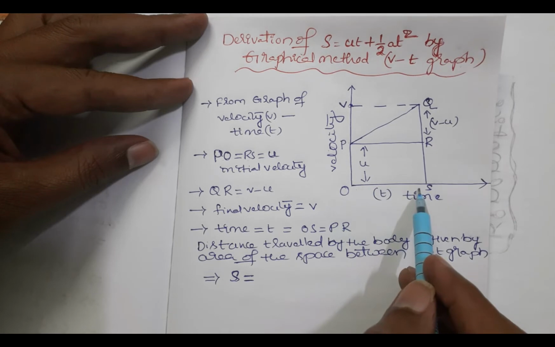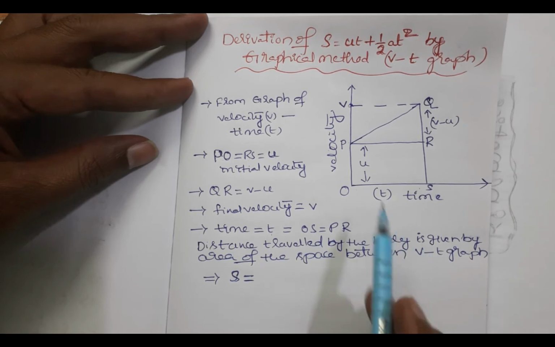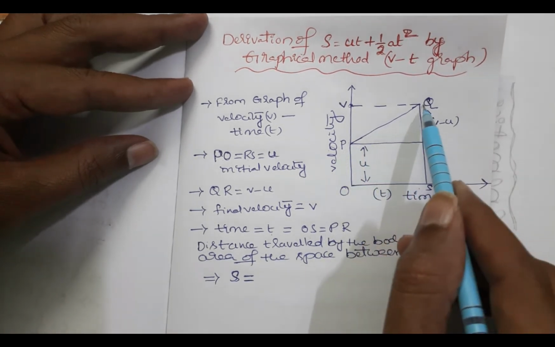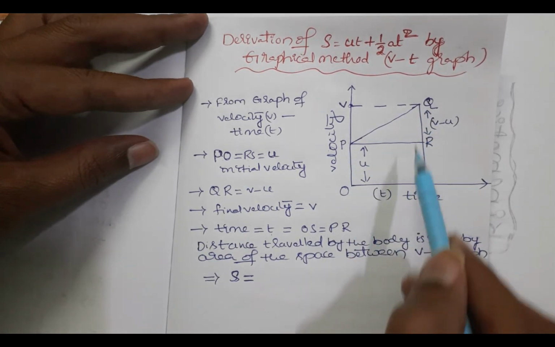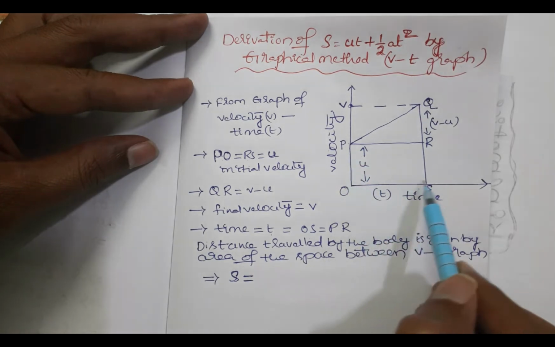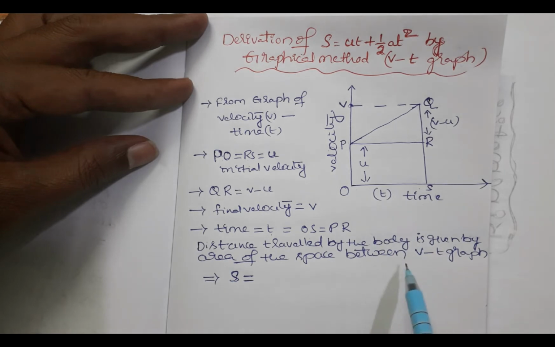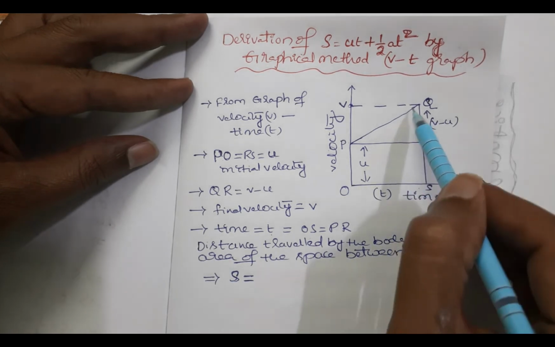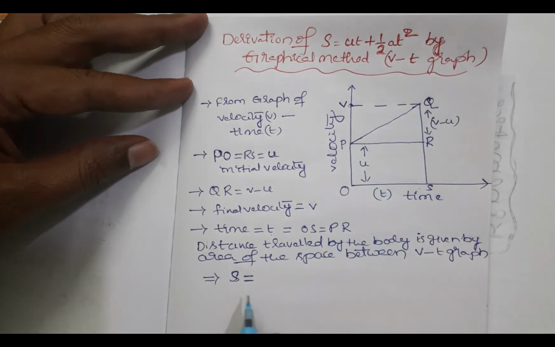It is OS equal to PR. So time is t, equal to OS equal to PR. The distance traveled by the body is given by the area of the space under the velocity-time graph. So up to this point is velocity, and up to this point is time. The area of the space between the velocity-time graph, from here to here and here to here, is equal to the distance traveled.